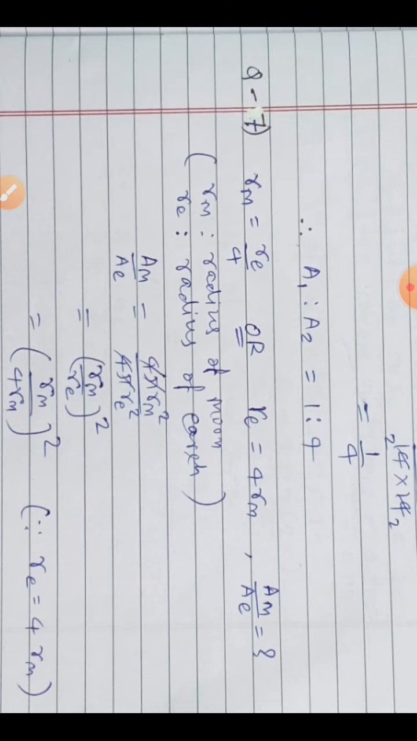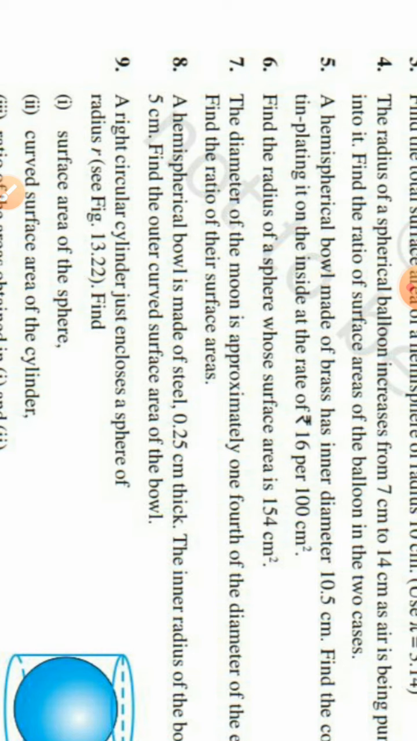What is asked? Am upon AE. Why Am upon AE, not AE upon Am? Because in the sentence of the question, they talk first of all about moon, then earth. Again go there and look carefully: the diameter of the moon. So the word moon comes first, so we have to give the answer of the ratio in this order only, not in reverse order.